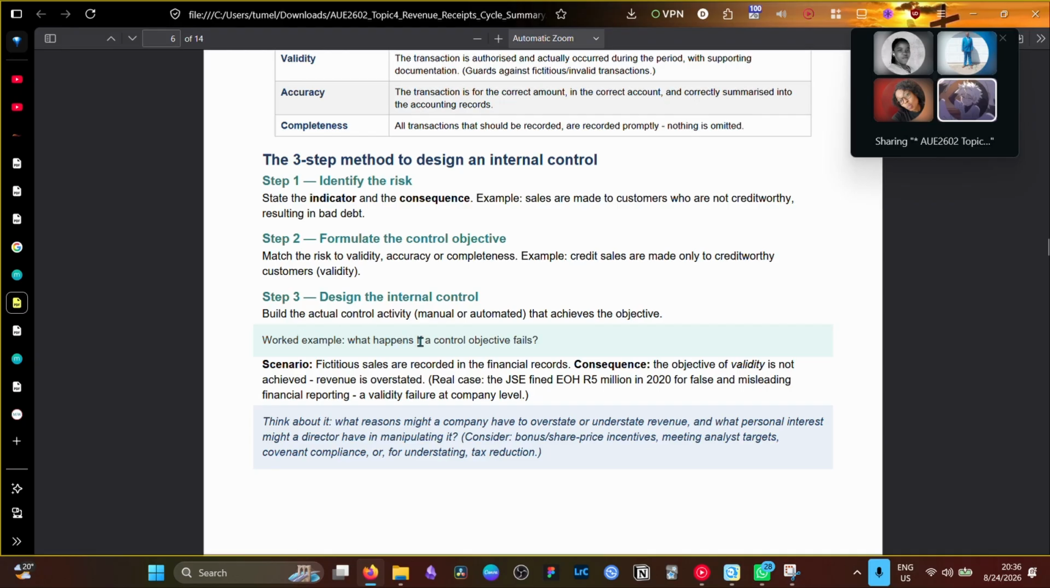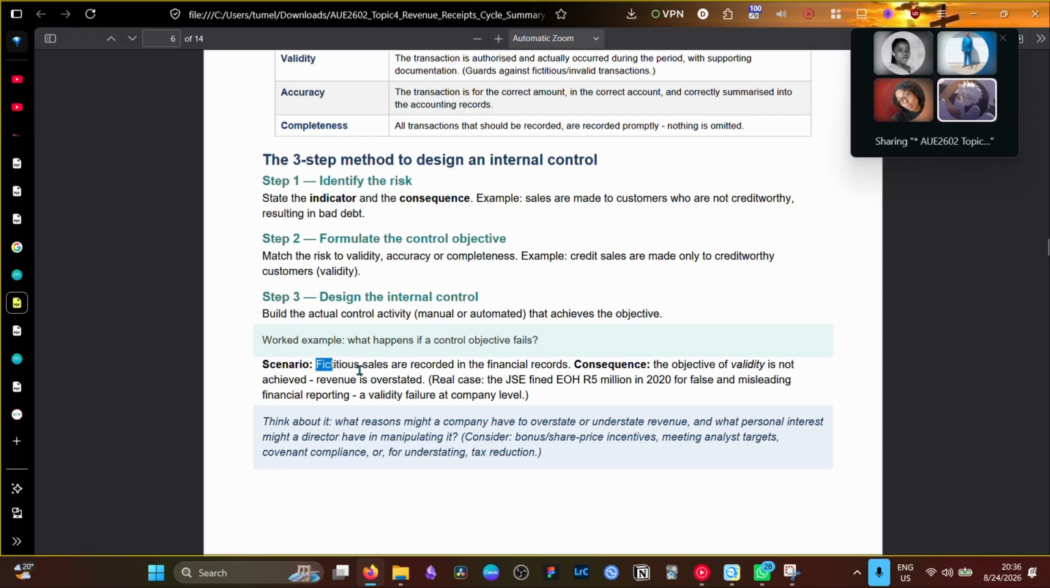For example, what happens if a control objective fails? Fictitious sales are recorded in the financial records. So, like a fake sale. So fiction, I think this is where this word comes from.